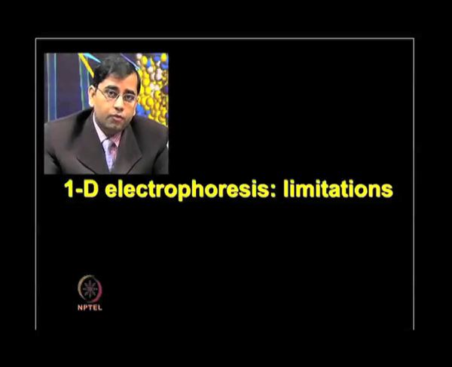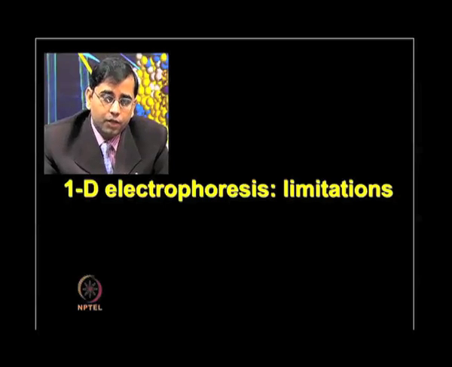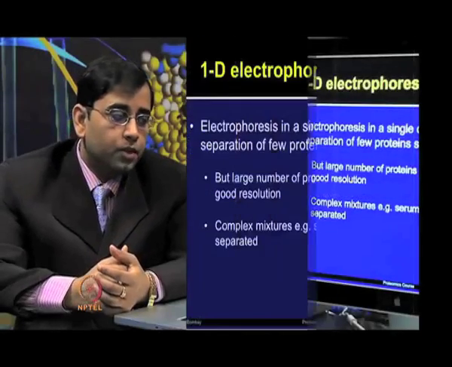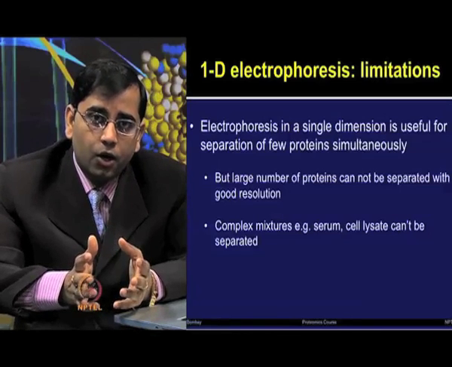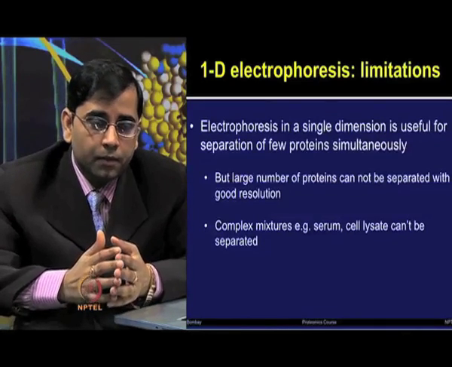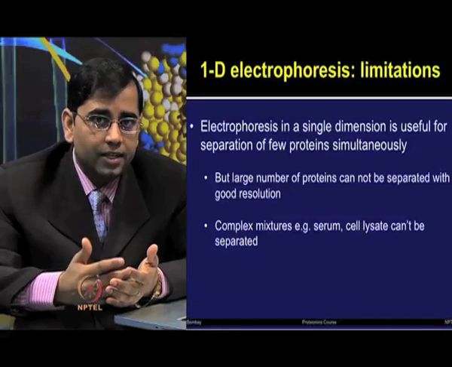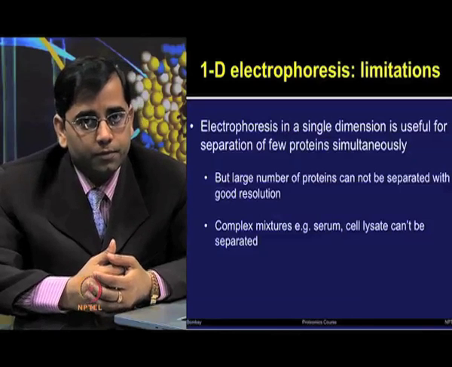However, one-dimensional electrophoresis has different limitations. You cannot separate your complex proteome, the complex protein samples. If you have thousands of proteins and you want to study them, then one-dimensional electrophoresis has limitations. So one-dimensional electrophoresis is useful to separate a few proteins or a simple protein mixture. But when you are studying a complex mixture, then two-dimensional electrophoresis or DIGE or different types of mass spectrometry based methods will be more useful.